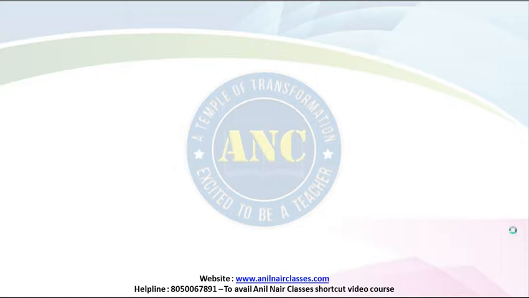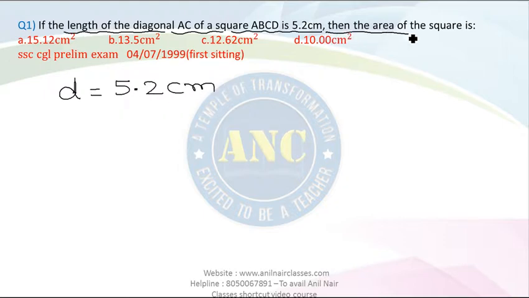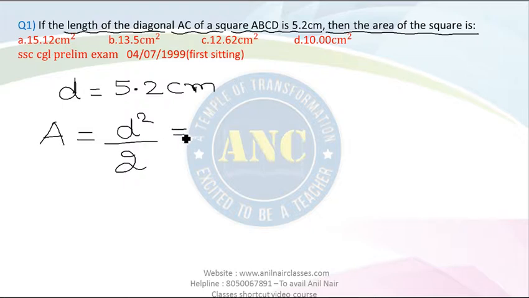Now see the first question in this carefully, sir. First question is the length of the diagonal AC of a square ABCD is 5.2 centimeters. That means diagonal, I will represent it as small letter d. It is given as 5.2 centimeters. Find the area of the square. Now I directly know that area of the square is diagonal square divided by 2, right? So this is 5.2 whole square divided by 2.